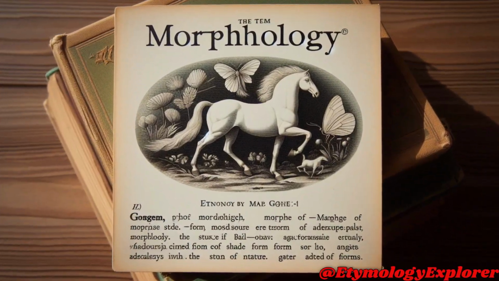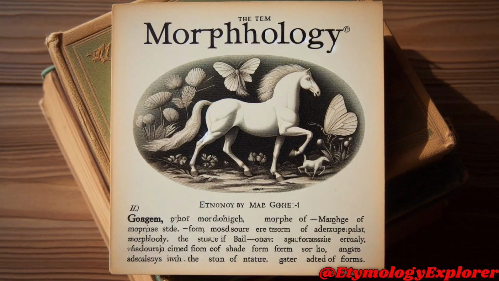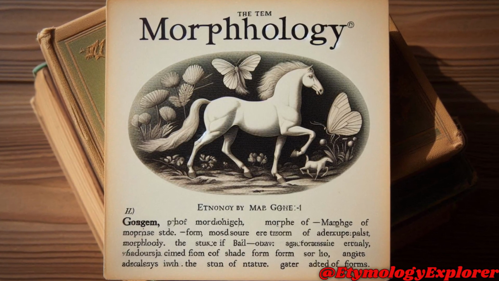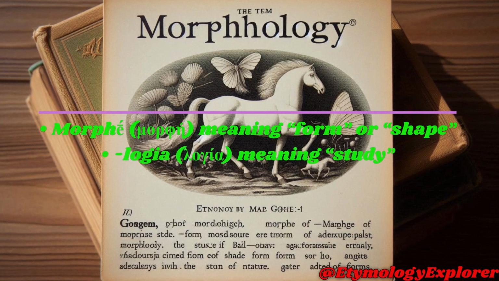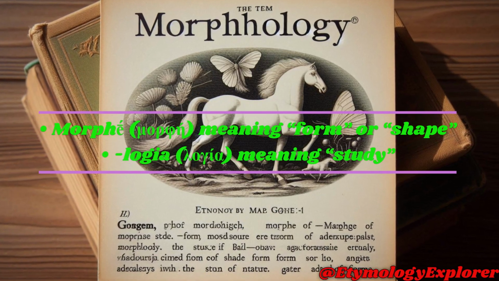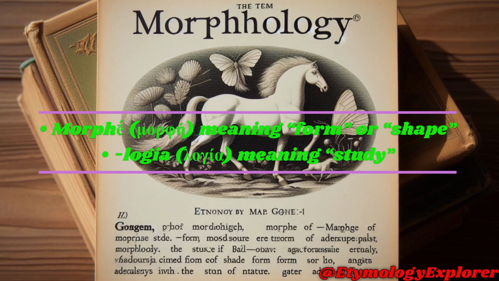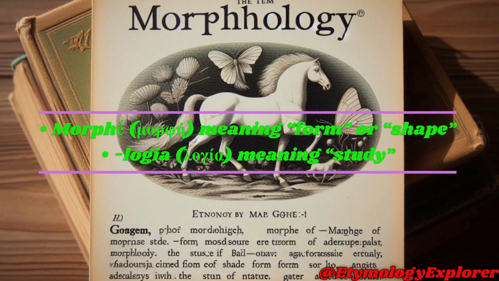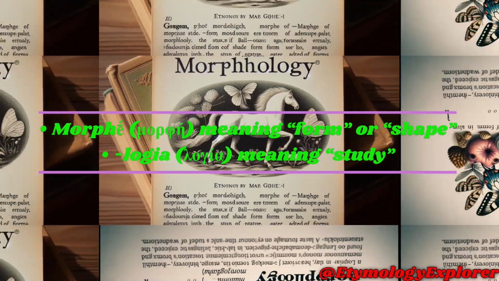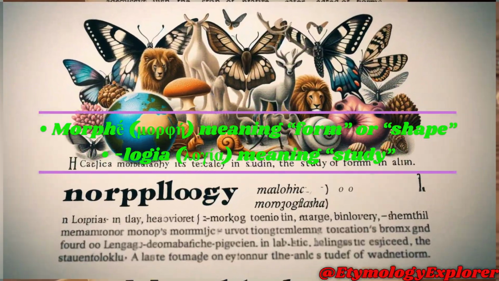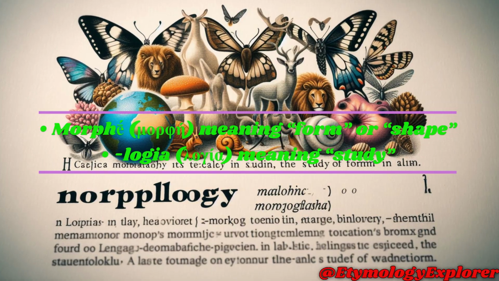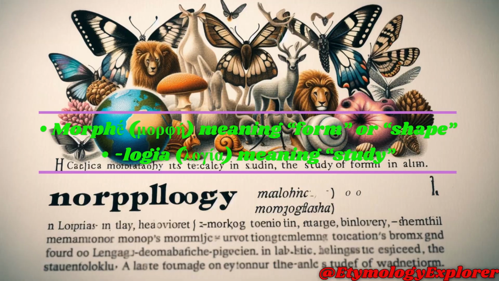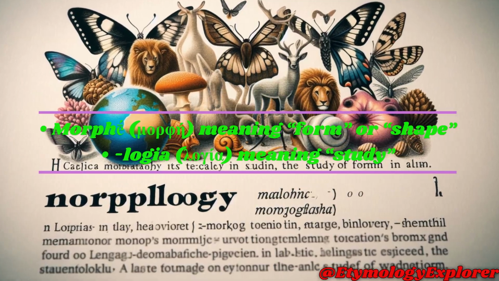Etymology of the term, morphology. And now for morphology. This word also comes from Greek. Morph meaning form or shape. Logia again meaning study. So, morphology literally means the study of forms. Originally, this term was used in biology. Goethe coined it in the 18th century to describe the study of forms in nature. It entered English in the early 1800s, and later linguists adopted it for the study of word forms.